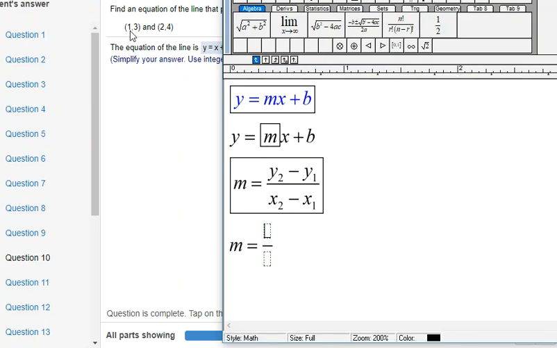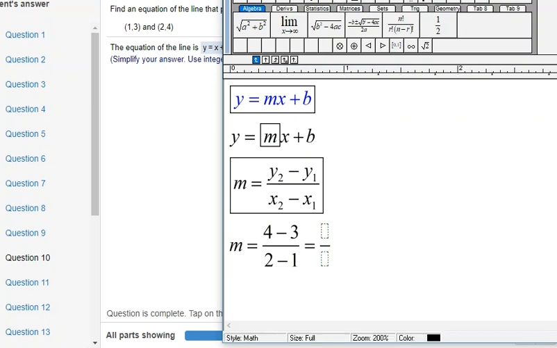In our case, x1 and y1 are 1 and 3, and x2 and y2 are 2 and 4. The subscript 1 values are from the first ordered pair, and the subscript 2 values are from the second ordered pair. That's what those 1s and 2s indicate. So y2, the y value of the second ordered pair is 4, minus y1, the y value of the first ordered pair is 3, over x2, the x value of the second ordered pair is 2, minus x1, the x value of the first ordered pair is 1.